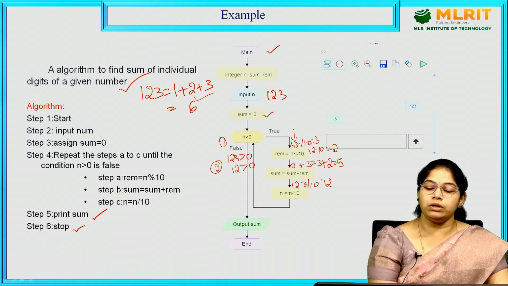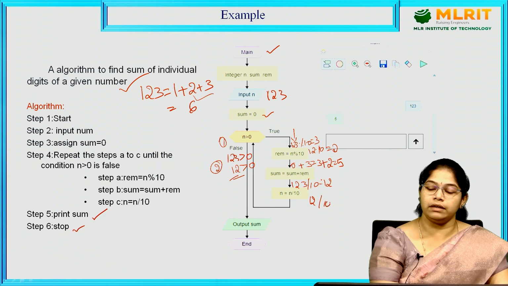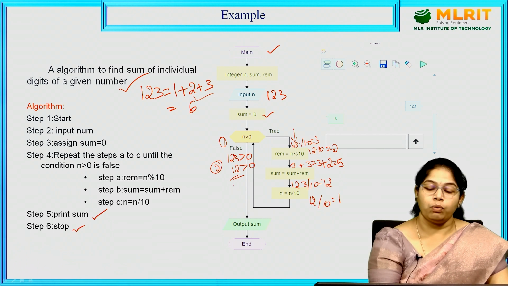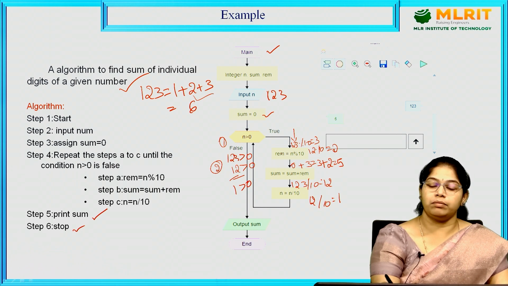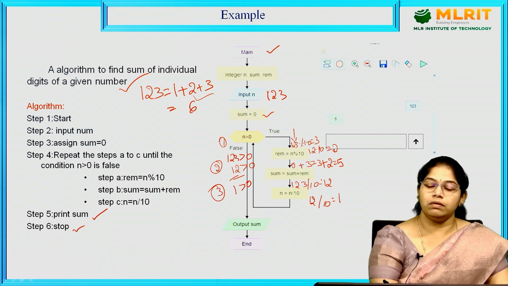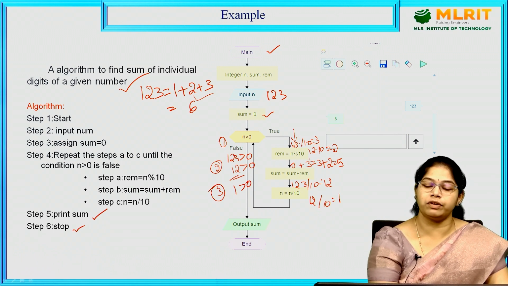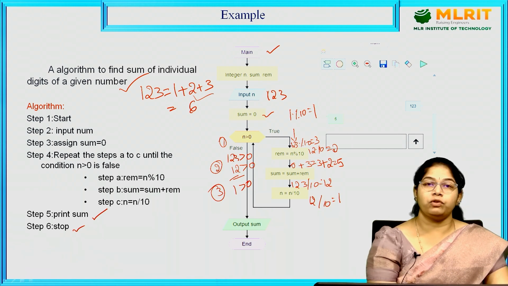Now, n is equal to n by 10. In the second iteration, the n value is 12, so 12 by 10 is 1. The n value becomes 1. So now we'll check 1 in the condition: 1 greater than 0? Yes, the condition is true. So again we have to find the remainder, because the control goes to the true block. In the third iteration, 1 greater than 0 is true, so we have to find the remainder: 1 modulus 10. 1 modulus 10 is 1. So the remainder is 1.